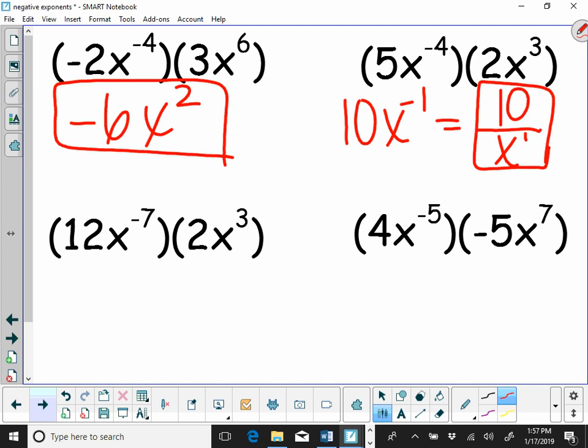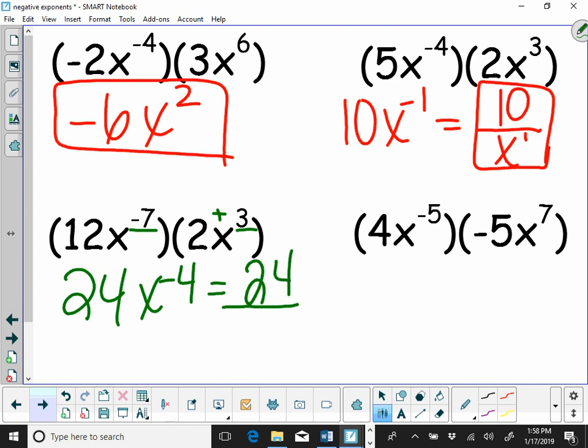Now you don't have negative exponents. That's fine, yep. Okay? All right, next one, 12 times 2. 24. All right, and then -7 plus 3. -4, right? So we leave it that way? No, we got to move what? Just the x to the -4, so it's going to be 24 over x to the 4.